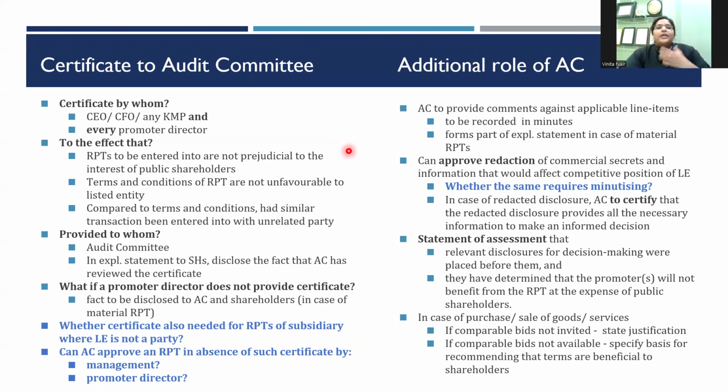So now here the audit committee has a lot of additional roles. Firstly, it has to, of course, review the information which has been presented by the management. And there are specific line items where the comments from the audit committee are expected. So it has to ensure that the comments are given and these comments are also recorded as part of the minutes. So this becomes an additional actionable. Similarly, there are some confirmations which are to be given by the audit committee in case of a material RPT which is taken up to the shareholders for approval. We'll discuss that also very quickly. There is also a statement of assessment which the audit committee has to provide.